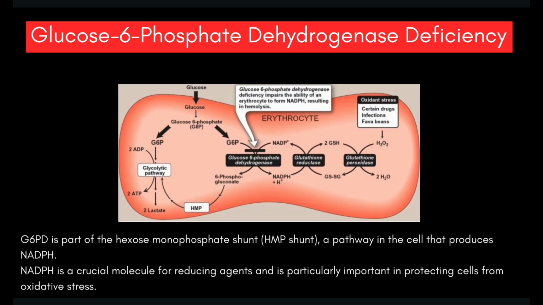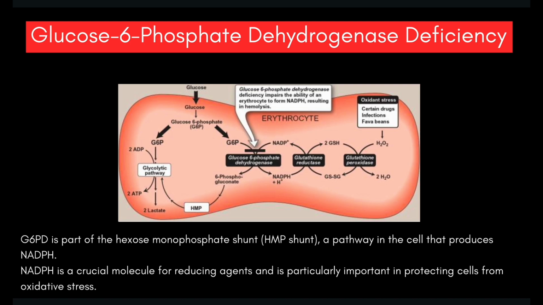Today we'll be mainly focusing on glucose-6-phosphate dehydrogenase deficiency, also known as G6PD deficiency. Now, the main highlight of G6PD deficiency is that it's part of the hexose monophosphate shunt, known as the HMP shunt, a pathway in the cell that produces NADPH. And since NADPH is a crucial molecule for reducing agents and is particularly important in protecting cells from oxidative stress, this can result in hemolysis.